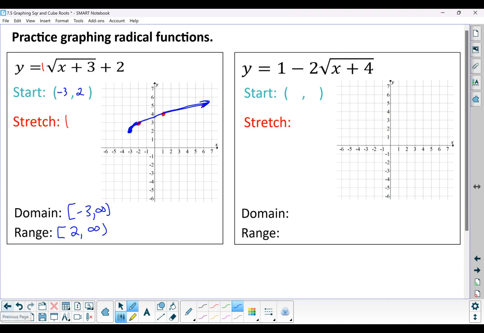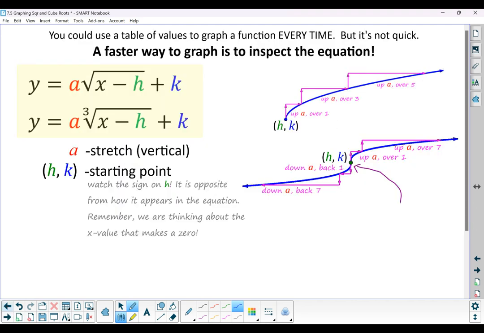So I'm going to go back to my previous screen really quickly. The stretch that we do for functions is always in the vertical direction. So in this case, the over 1, over 3, over 5, and the over 1 and over 7, those aren't going to change. We're always going to have those. What is going to change is that we might not go up 1. We might go up 2 each time if the stretch factor is 2, or we might go up 3 each time.